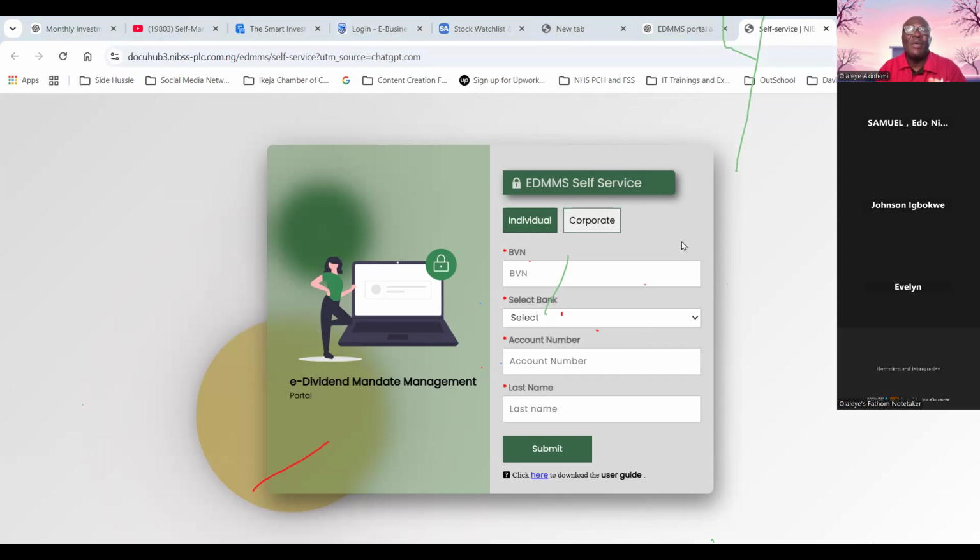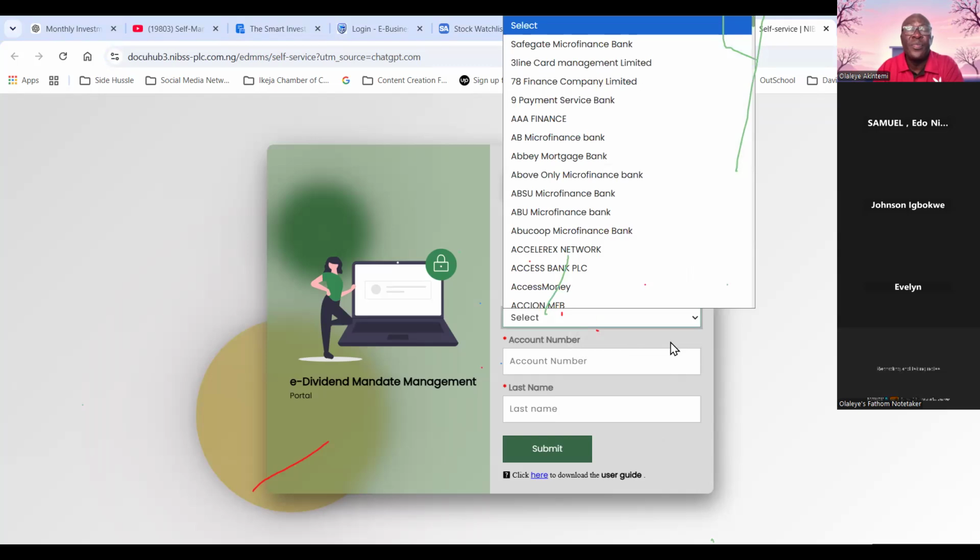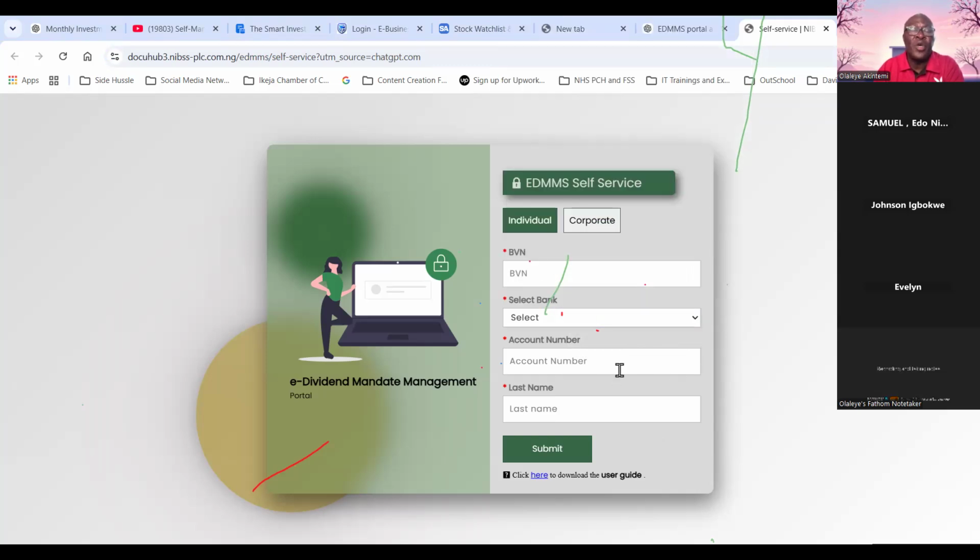Okay, so this is the EDMMS portal. This link, you need to save it. When you buy a stock for the first time, you come in here, you put your BVN number, you put the name of your bank, you put your account number, you put your last name, and you click submit. If all this information is correct, it then opens the form for you, and then you fill the form online and submit online, and then they will generate an EDMMS code for you.